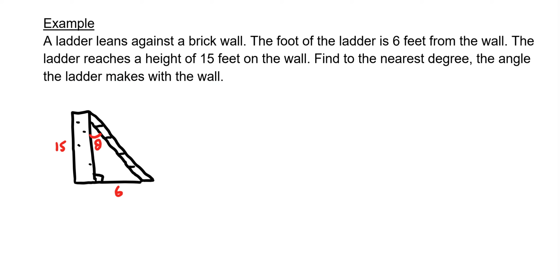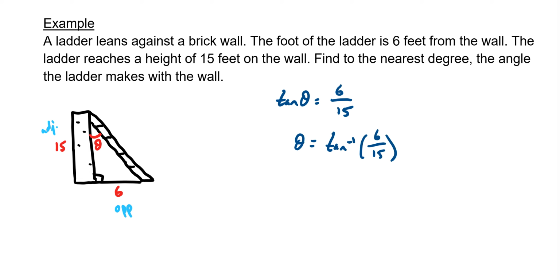And it looks like we have the opposite and the adjacent side from that angle. So once again, we are working with tangent. So tangent of the angle equals opposite over adjacent, 6 over 15. And this time we do have to plug this in the calculator using our inverse properties to solve for theta. Theta equals tan inverse of 6 over 15.